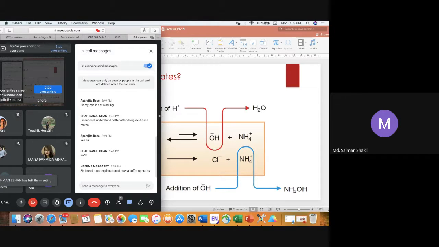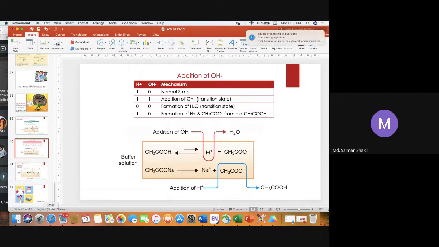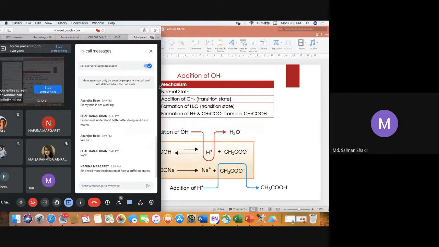Okay, great. Okay, Nafuna, I will explain. Did you understand the acidic buffer mechanism? Should I start from the acidic buffer or basic buffer? Sir, I think you can talk about all of them. Okay, all of them. So first of all, the acidic buffer.